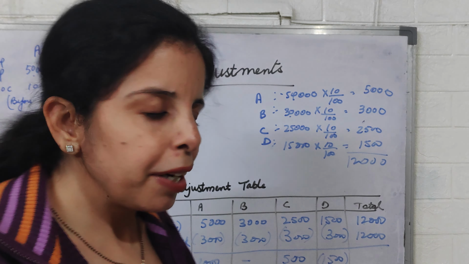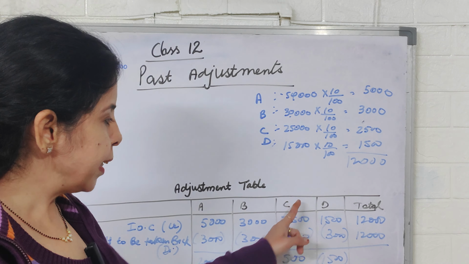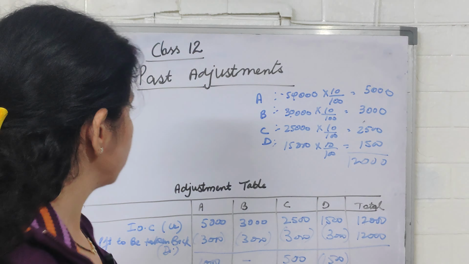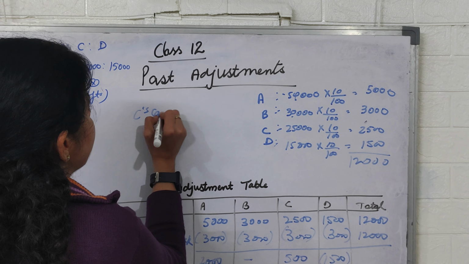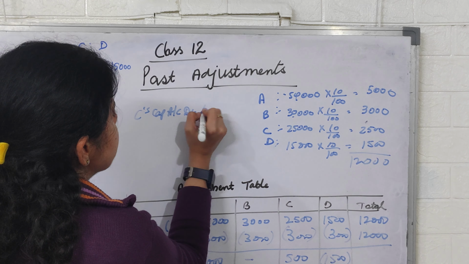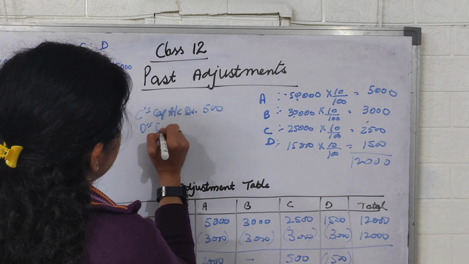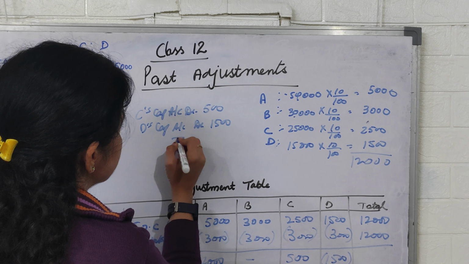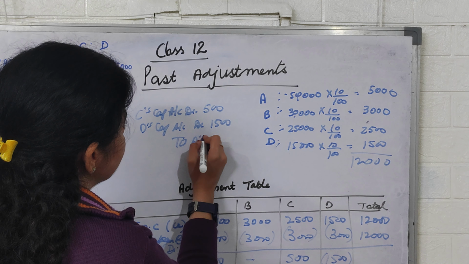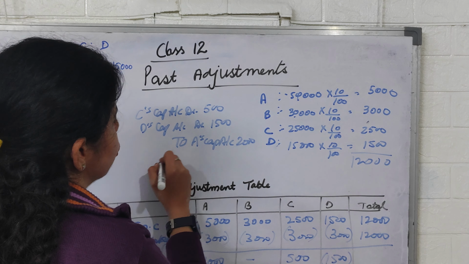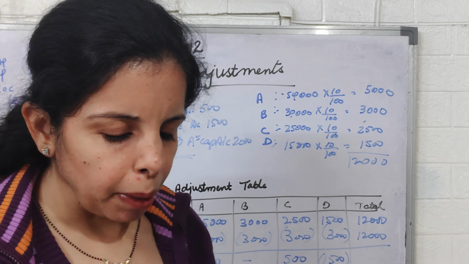So our adjustment entry will be C's capital account debit, D's capital account debit to A's capital account. C's capital account debit with 500 rupees, D's capital account debit with 1,500 rupees to A's capital account with 2,000 rupees. So this is the adjustment entry which we have passed.